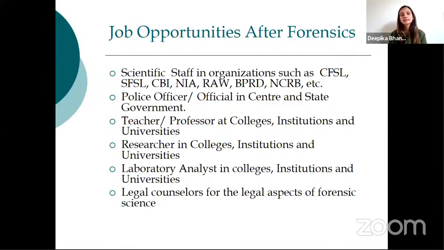Then if you have learned forensic science, you will be a better police officer, whether in state or central government. You know how to deal with investigation of crime. You will definitely not tamper with the evidences. So, police officer or official in central or state government.